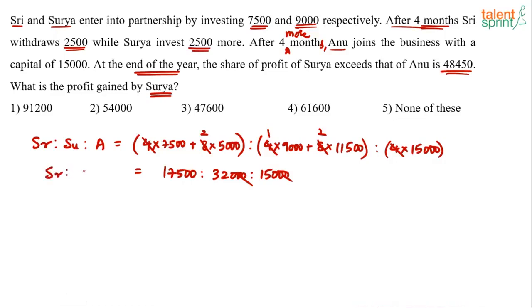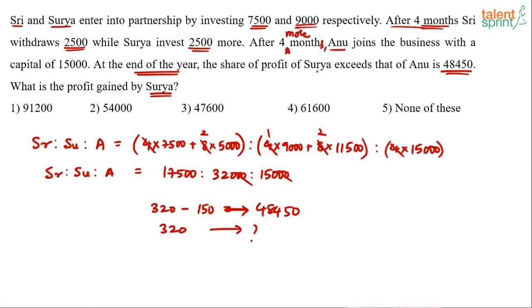This is the profit ratio that we have got: Sri is to Surya is to Anu. So basically, the question says 320 difference 150 is equivalent to 48,450. So 320 will be equal to what?